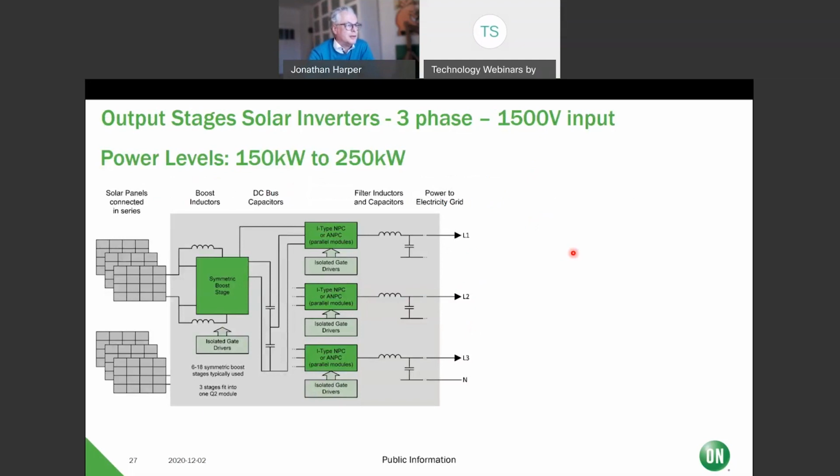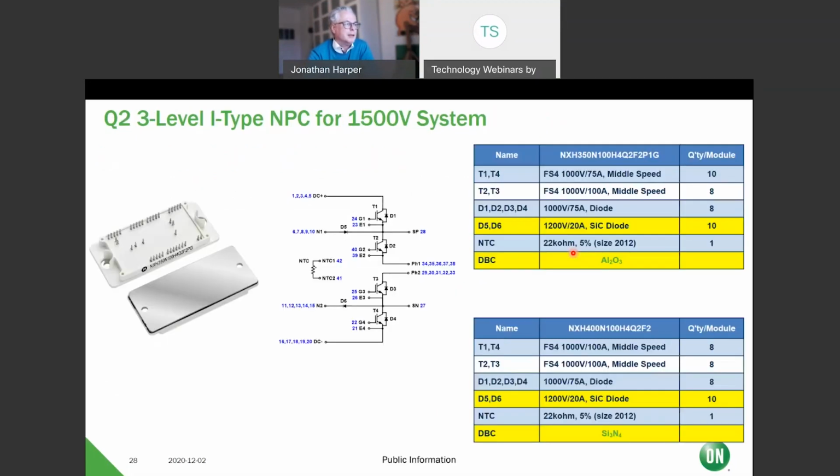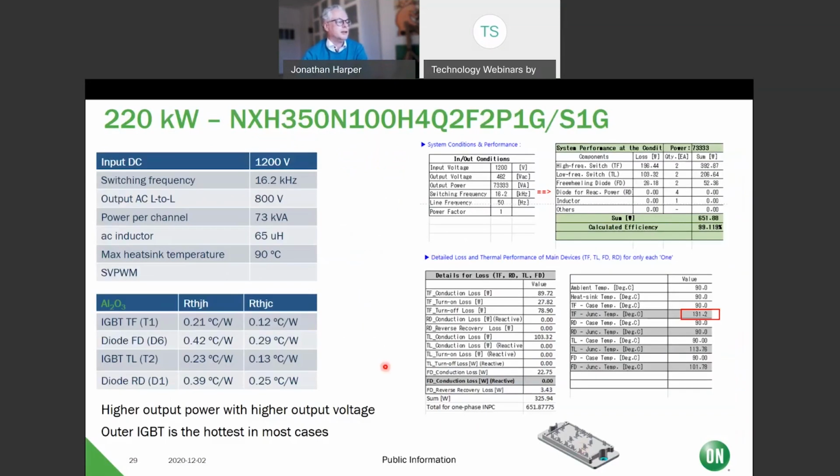Last but not least, we want to look at the output stages. The output stages, depending on your topology and power, are T-type MPC, I-type MPC, or AMPC. Let's have a look at a pack in our product portfolio, which we're using for 1500 volt systems. Here we're comparing the effects of silicon nitride and aluminium oxide with SiC diodes, to show that's also possible. This is an aluminium oxide solution.